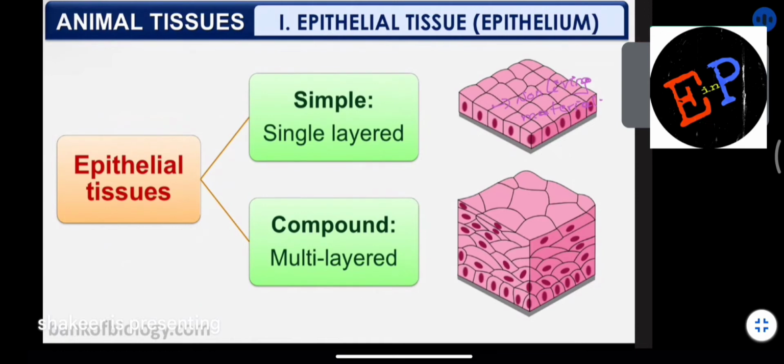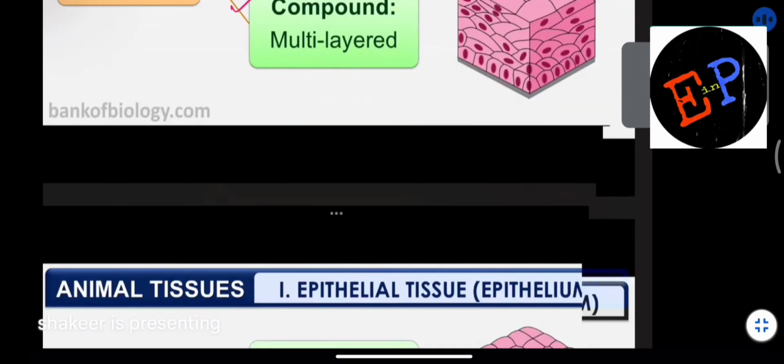But the cells which you find in the inner layers of arteries and veins, they are made up of a single layer. Are you able to understand? So epithelial tissues can be single layered also, they can be multi-layered also. So you can call them simple or you can call them compound, single layer or multi-layered. Are you able to understand?